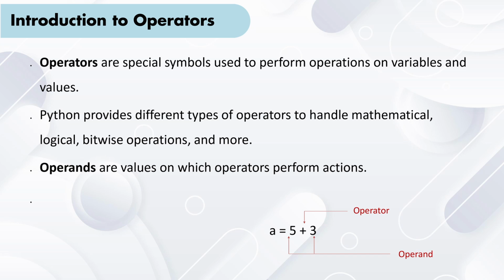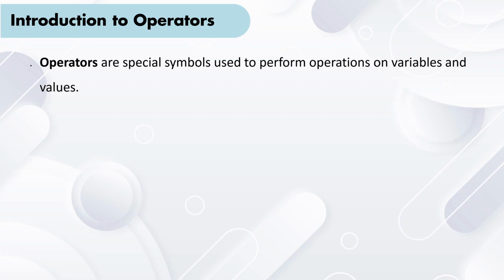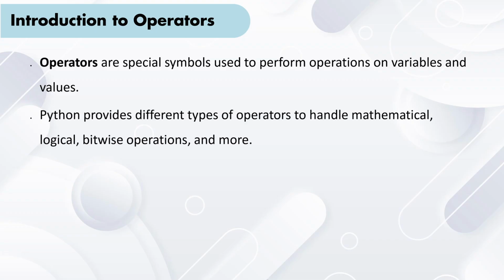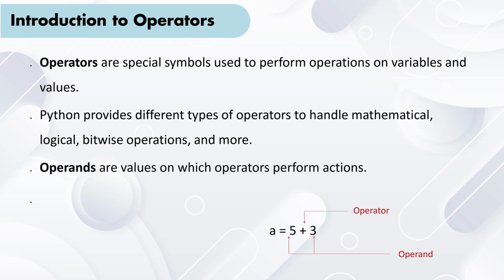Now let's begin with an introduction to operators. Operators in Python are special symbols that perform computations on variables and values. They are essential for executing arithmetic operations, making comparisons, and evaluating logical expressions. Operands are values on which operators perform actions. For example, in a statement like a = 5 + 3, the plus symbol is an operator that adds the two numbers. Let us now explore the different types of operators in Python one by one.